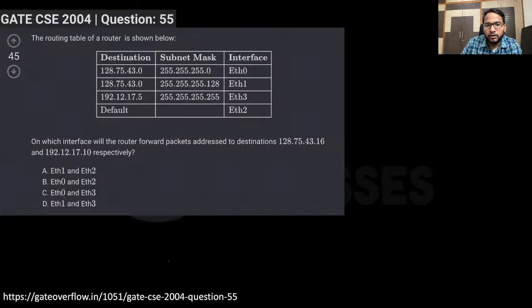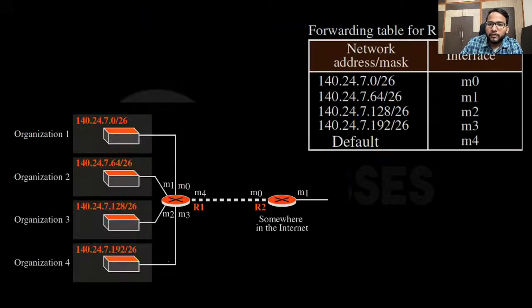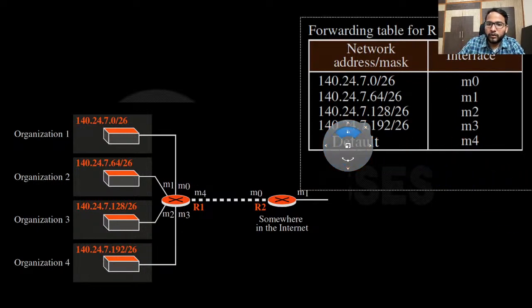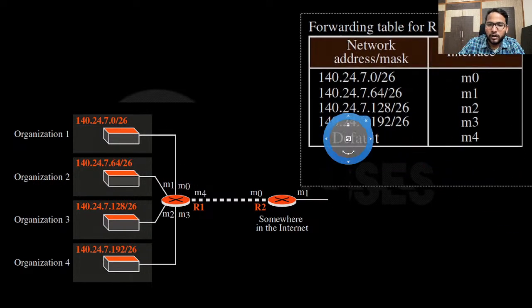Can you draw a routing table for R1, and can you draw a routing table for R2? So my question is that if that is given to you, then can you write the routing table for R1? Similarly for R2.